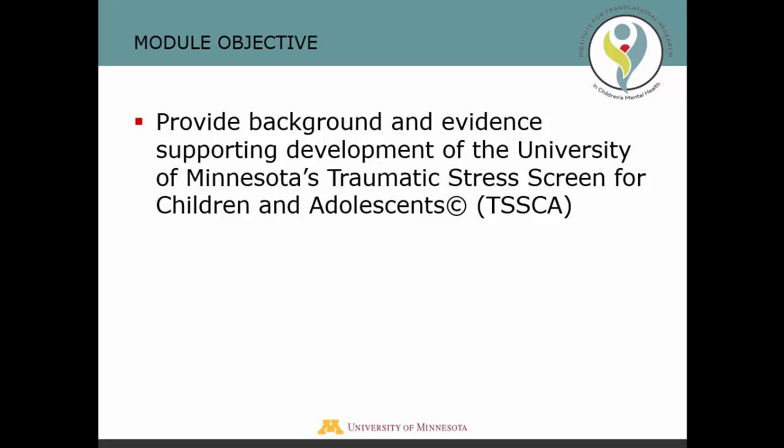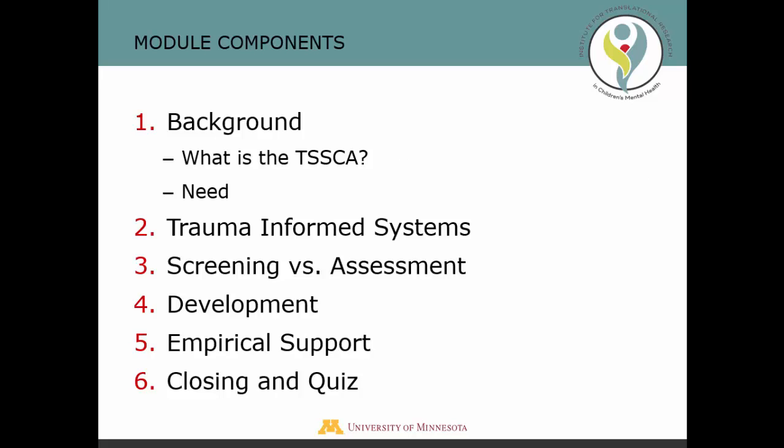Module 1 will provide an overview of the context and development of the TSSCA, including the rationale behind its creation, the process of development, the evidence base supporting its use, its limitations, and its specific applications to child welfare. We will also discuss the differences between screening and assessment. We hope to provide child welfare professionals with the knowledge needed to understand the context and evidence supporting the development of the TSSCA. This module contains 6 sections. While the module has been developed to be watched in order, you can navigate between sections to review.